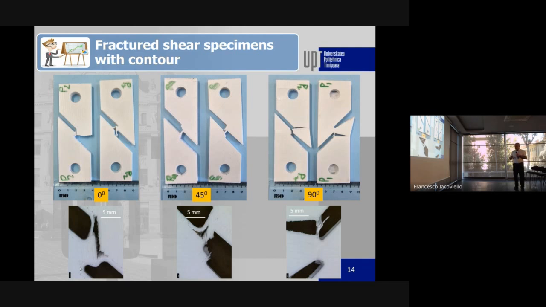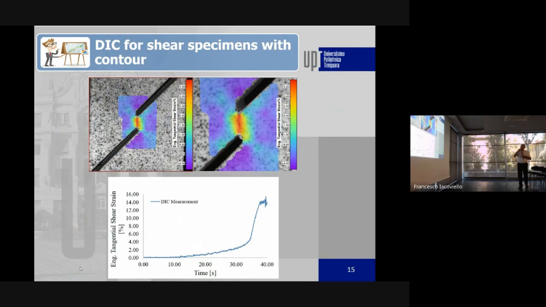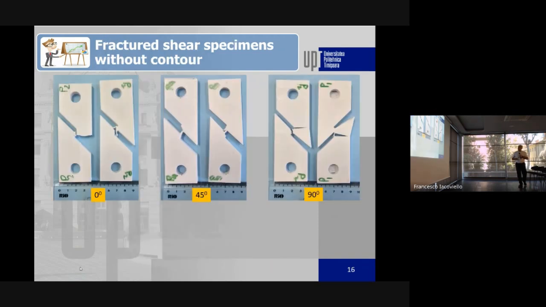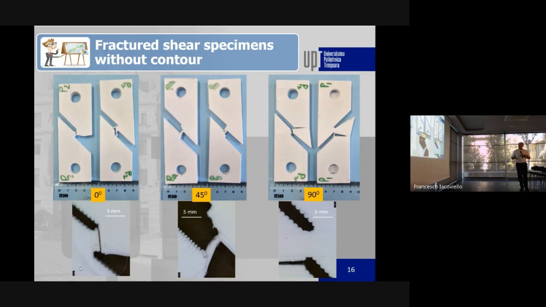This is a zoom of the fractured area. We have these ligaments that keep the two parts together for the 0 degrees, and also here for the 45 degrees. And we have this fracture that goes perpendicular to the loading direction. For some specimens we also used digital image correlation, and the fracture starts around 3 to 4% of tangential shear strain.